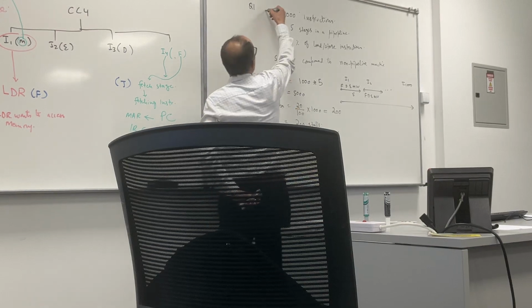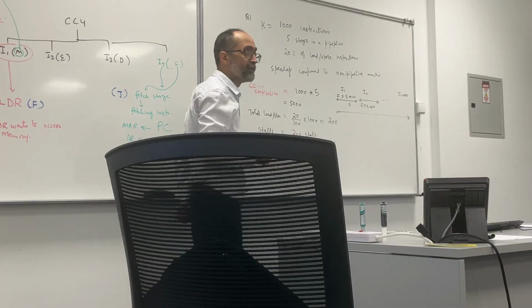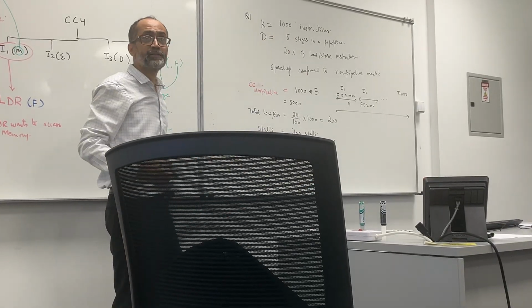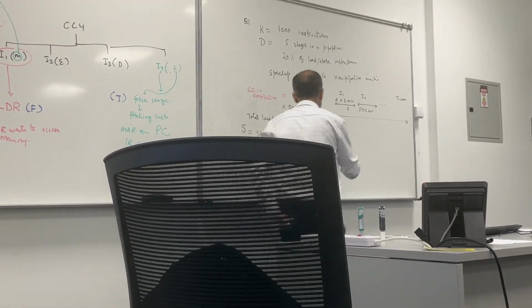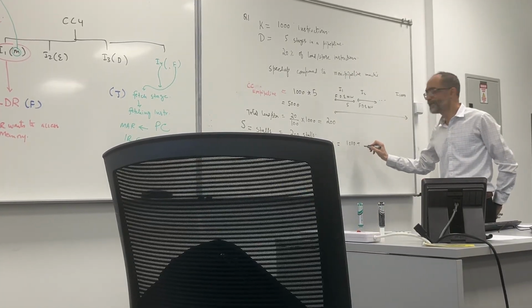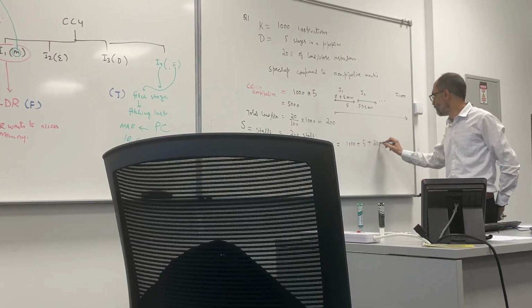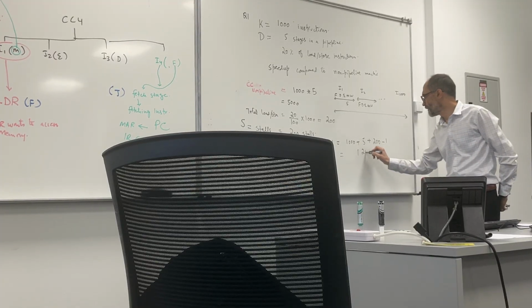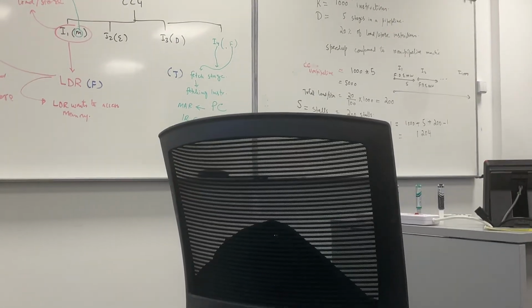What is K? We discussed it in the last lecture. Number of instructions. What is D? The number of stages. What is S? The number of stalls. So K plus D plus S minus 1. What is K? 1000. What is D? 5. S? 200. Minus 1. So what is the answer? 1204. Got it or not got it?